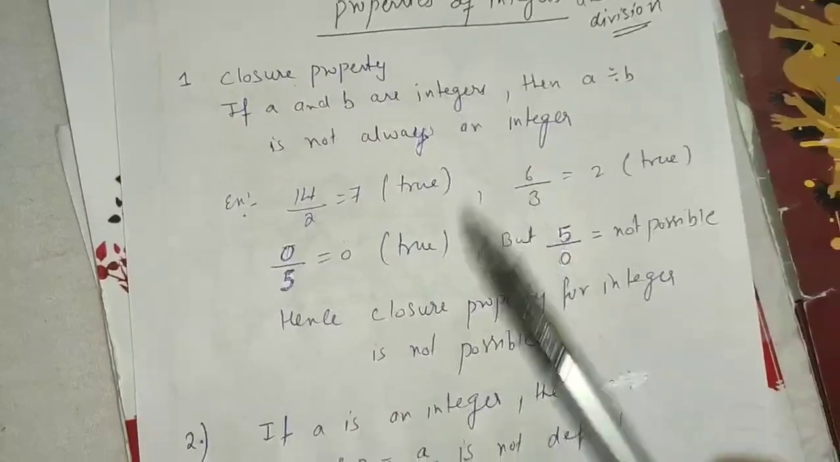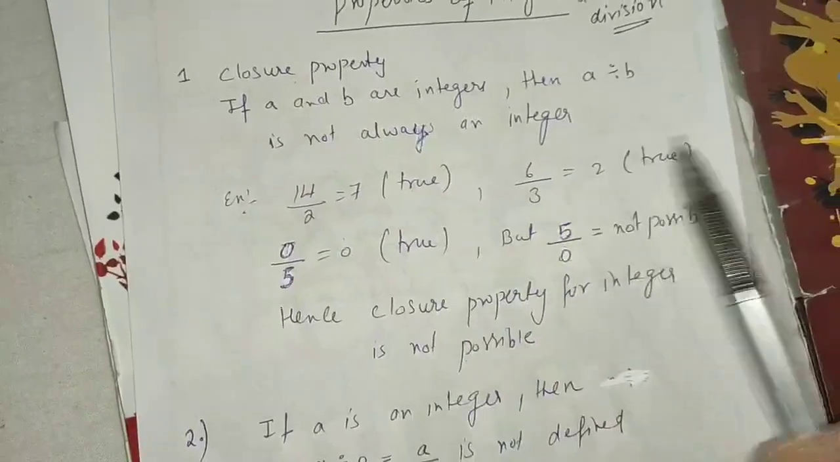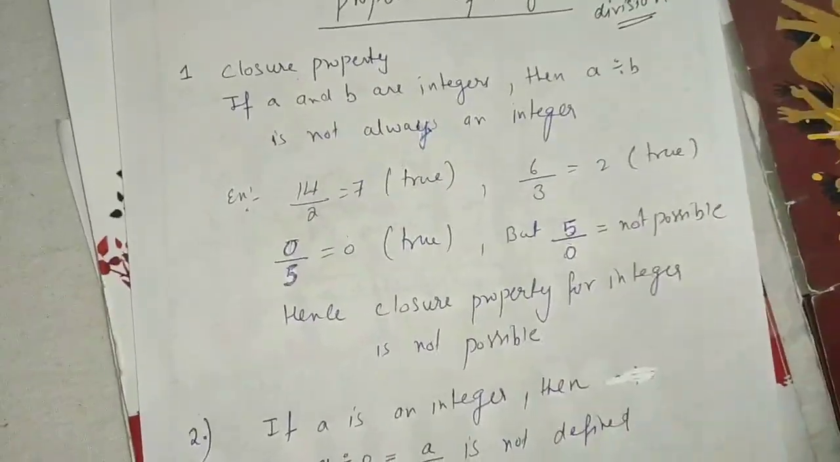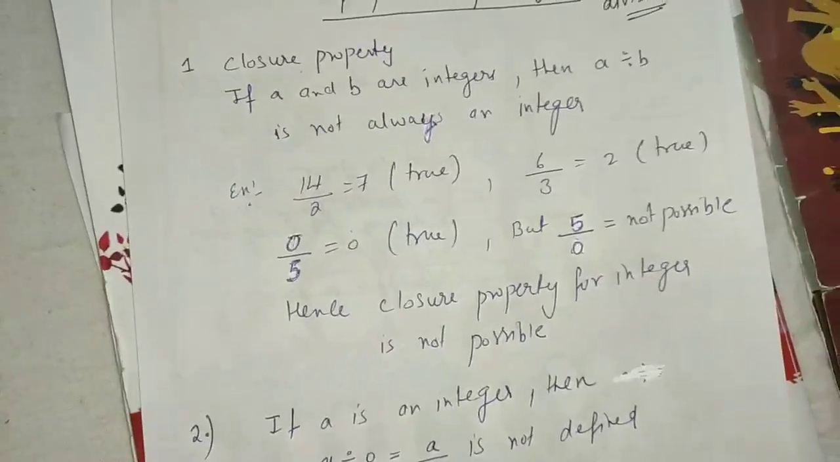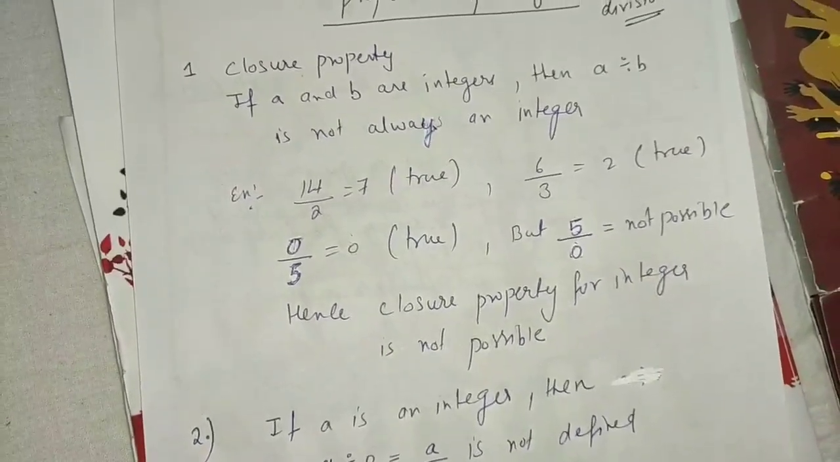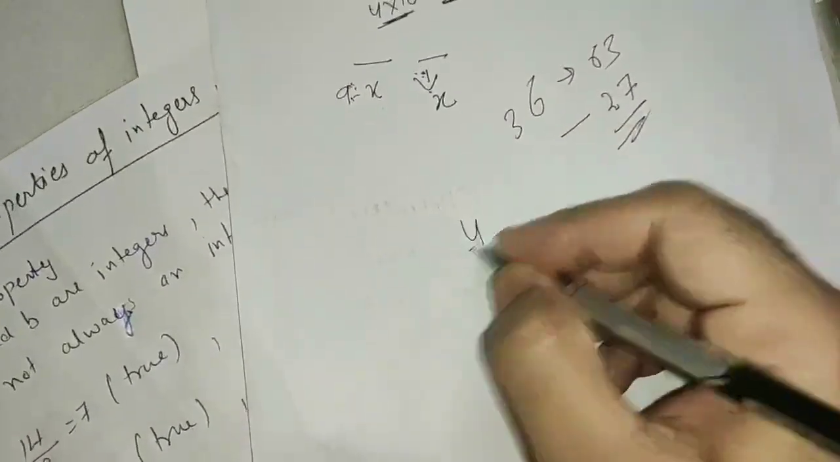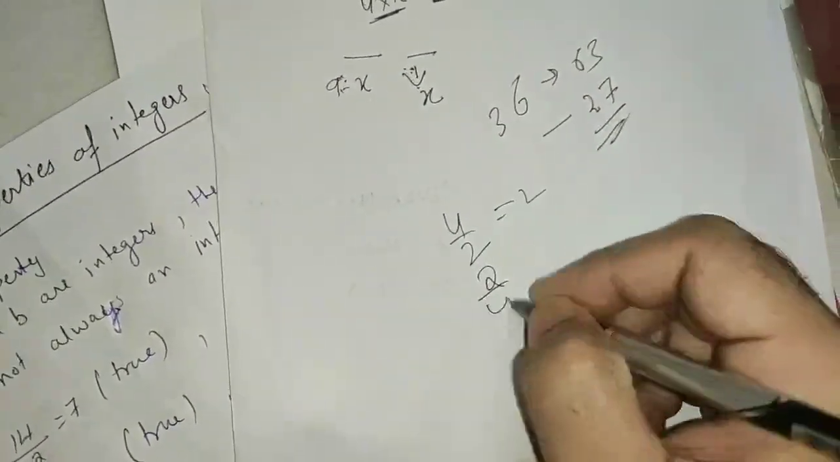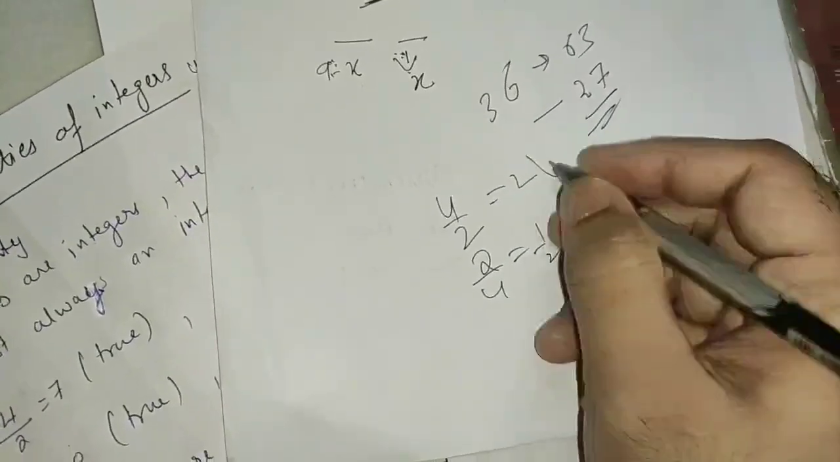But I am going to discuss only the first one, because it is very common that commutative will not be possible. Commutative, what does that mean? A divided by B is not equal to B divided by A. Like this: 4 divided by 2 is 2, but 2 divided by 4 is what? 1 by 2, which is not an integer. Okay, but I will discuss the closure property.